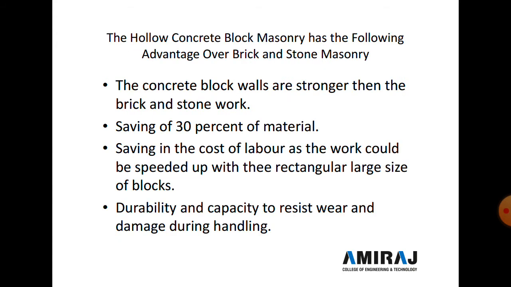Now in the next topic we discuss the advantages of hollow concrete block masonry over brick or stone masonry. The concrete blocks are stronger than brick or stone work of the same thickness, and therefore a thinner wall may be used. The second advantage is that a hollow concrete block wall makes a saving of at least 30% of the material. A 20 centimeter wall constructed of concrete masonry is as strong as a 30 centimeter thick brick wall or a 38 centimeter thick stone wall.